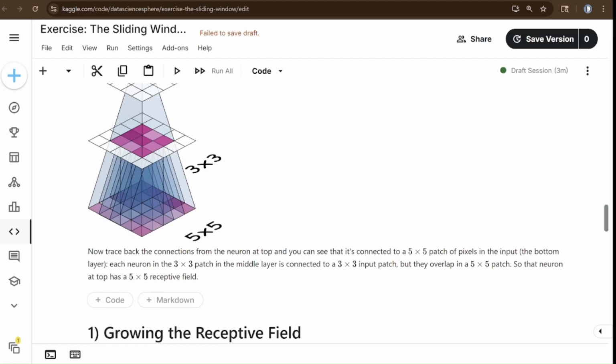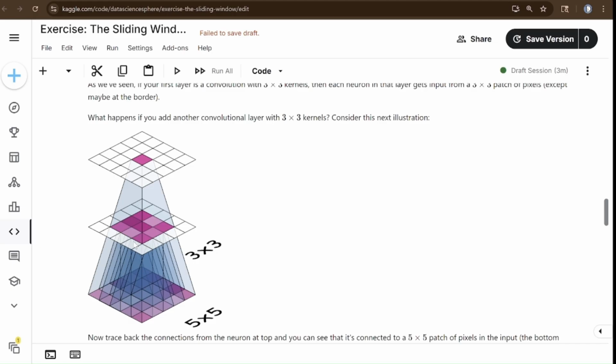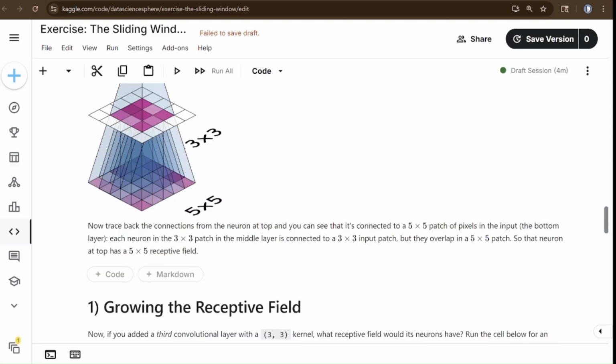Okay. So each neuron in the 3 into 3 patch in the middle layer is connected to a 3 into 3 input patch, but they overlap in a 5 into 5 patch. So that neuron at the top has a 5 into 5 receptive field. Okay. This neuron is getting information from the image, right? Now it is getting information from which part of the image? That part is known as receptive field. Now if you give the first layer, then it can get information from 3 into 3. But this layer is getting information from the 3 into 3 of the next layer. So ultimately it is increasing by 1 each side. So it is getting from 5 into 5.